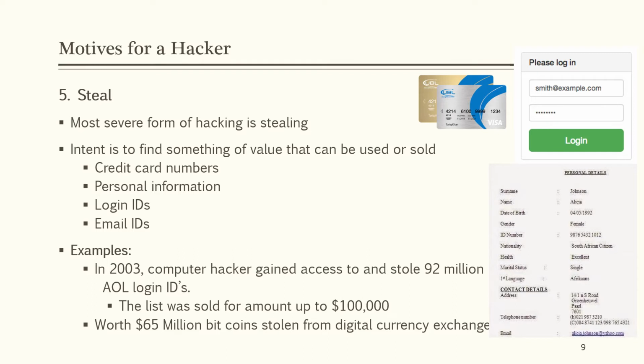Fifth one is steal. Most severe form of hacking is stealing. The intent is to find something of value that can be used or sold. Credit card numbers, personal information, login IDs, email IDs. You can see their examples in these pictures. Next, we have more examples of stealing.